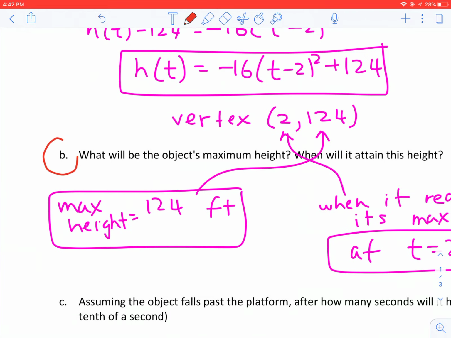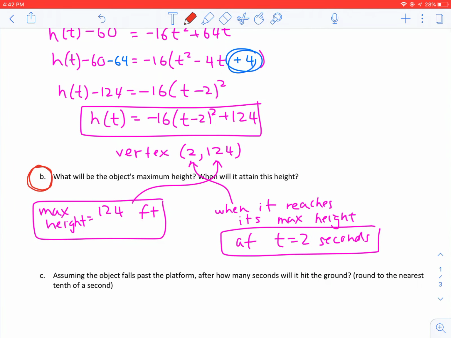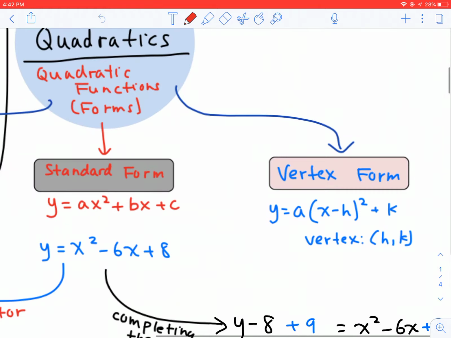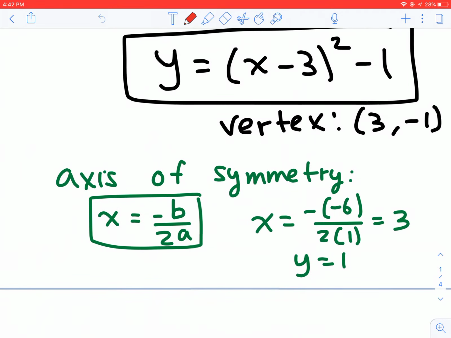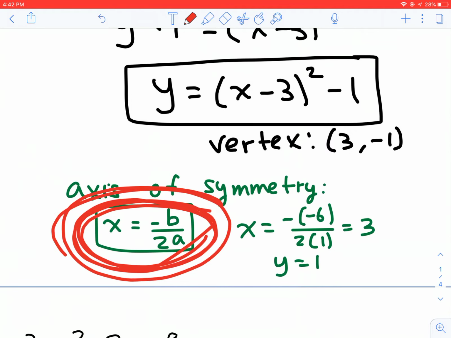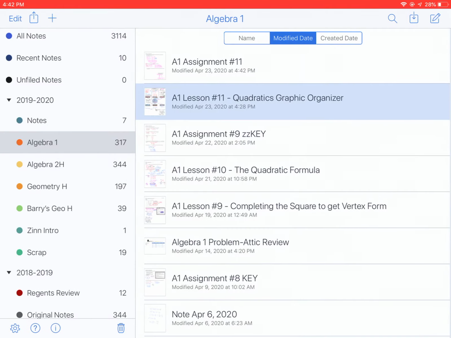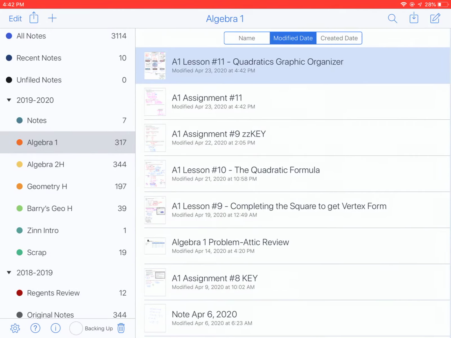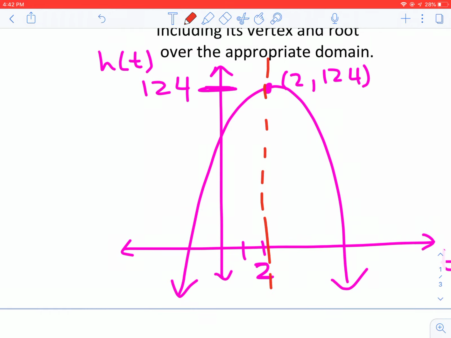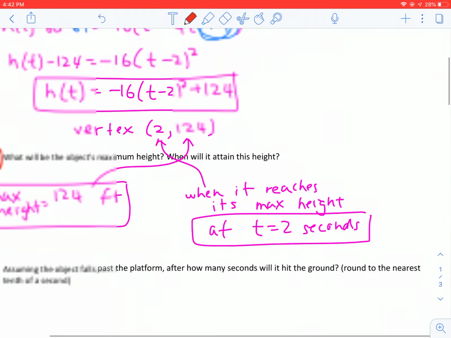So another way to answer letter B is to get the vertex again. But don't we have another way of getting the vertex now? Another way to get the axis of symmetry is x equals negative b over 2a. And the axis of symmetry is the x value of the vertex. Because our axis of symmetry is going to be right there, and our vertex is always on the axis of symmetry. So all I have to do is plug in the axis of symmetry to get the max height.